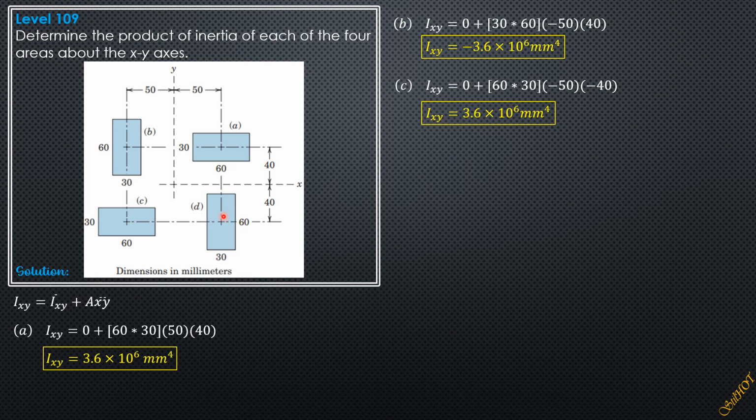And lastly, we expect that this is again negative 3.6 because these two have equal moment of inertia. So if this is negative 3.6 times 10 to the 6, we expect that this is also negative 3.6 times 10 to the 6. So Ixy for part D is 0 plus 30 times 60, x bar is 50, y bar is negative 40. So that's why Ixy is negative 3.6 times 10 to the 6 mm to the fourth.